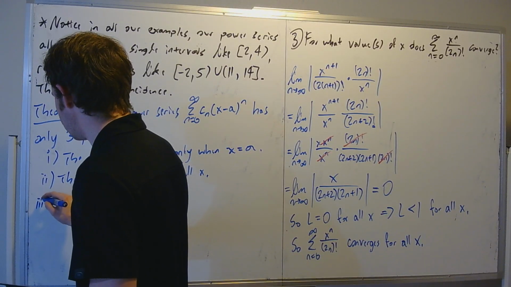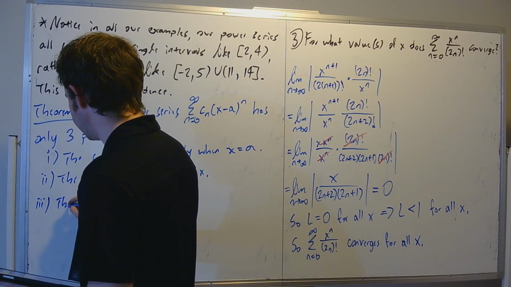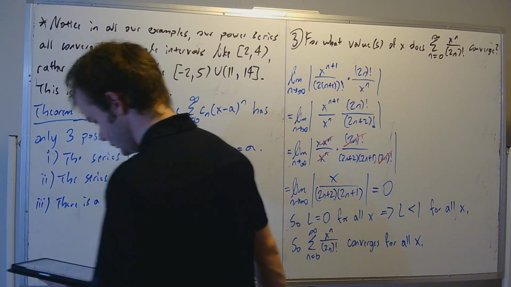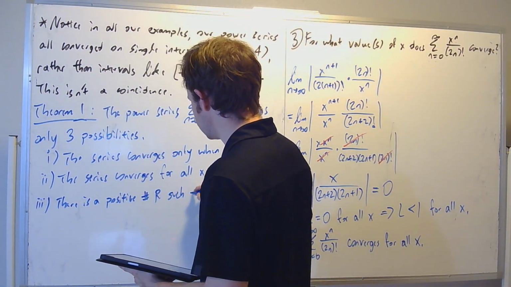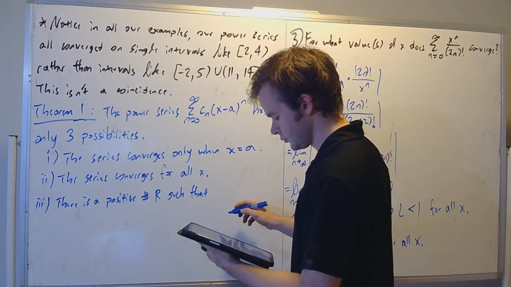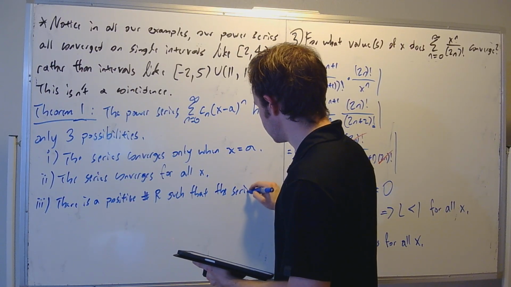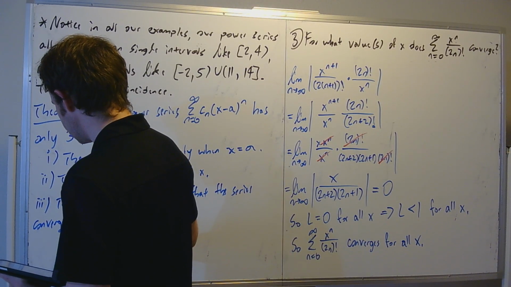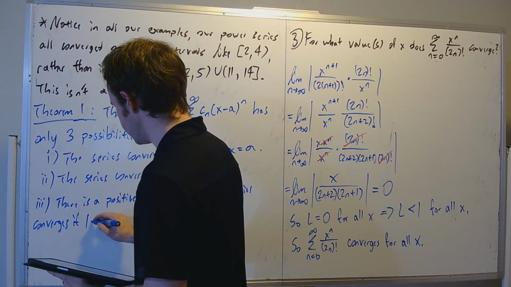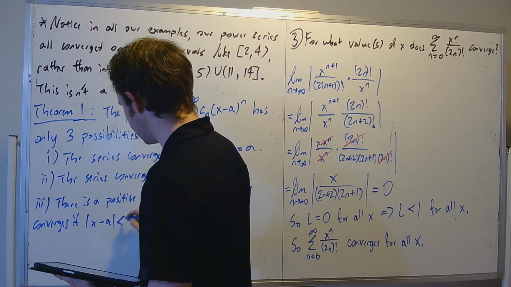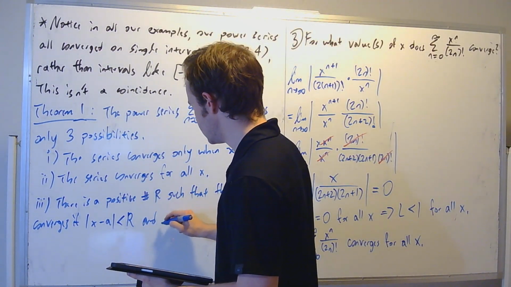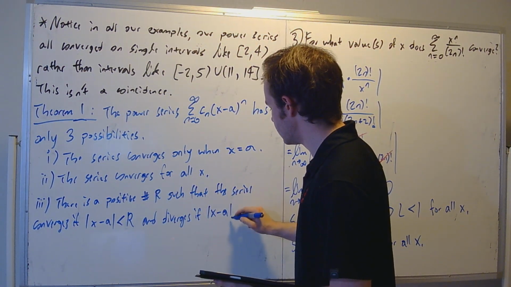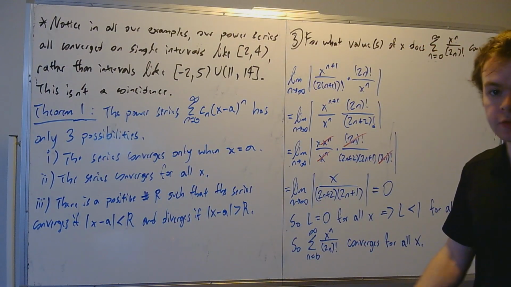And the last case, case number 3, is going to say there is a positive number r such that the series converges if absolute value of x minus a is less than r and diverges if absolute value of x minus a is greater than r. Right, so these are the only three possibilities.